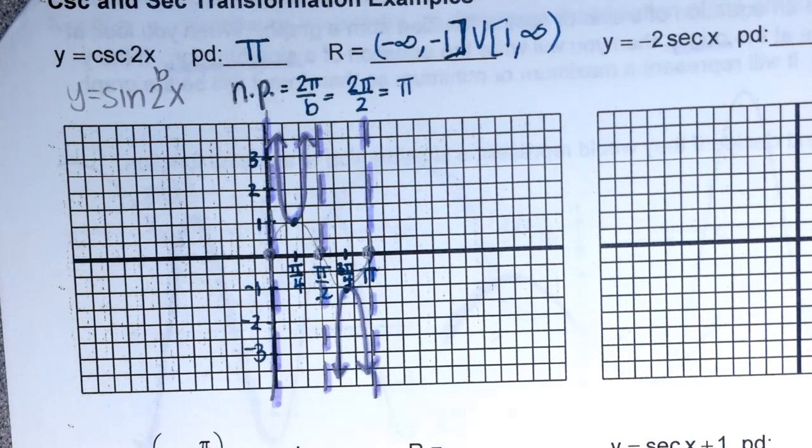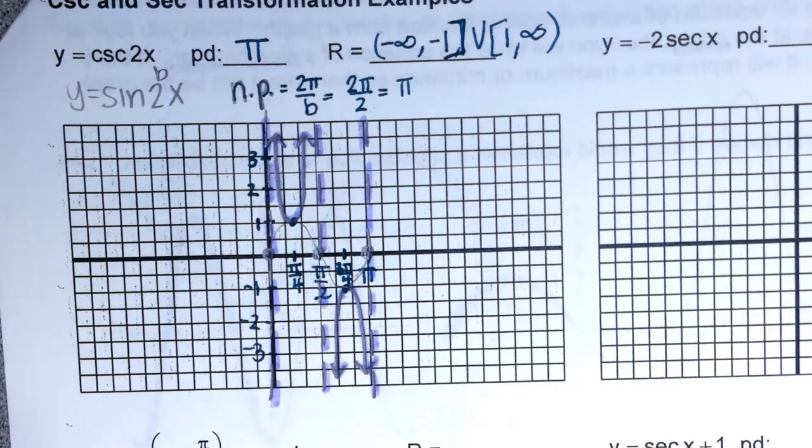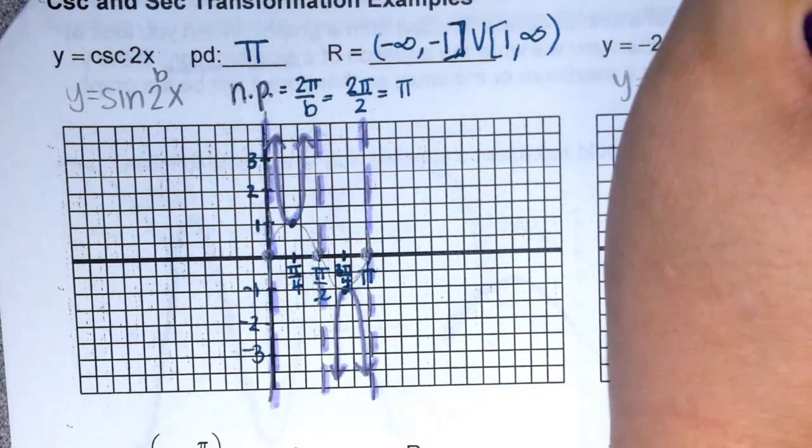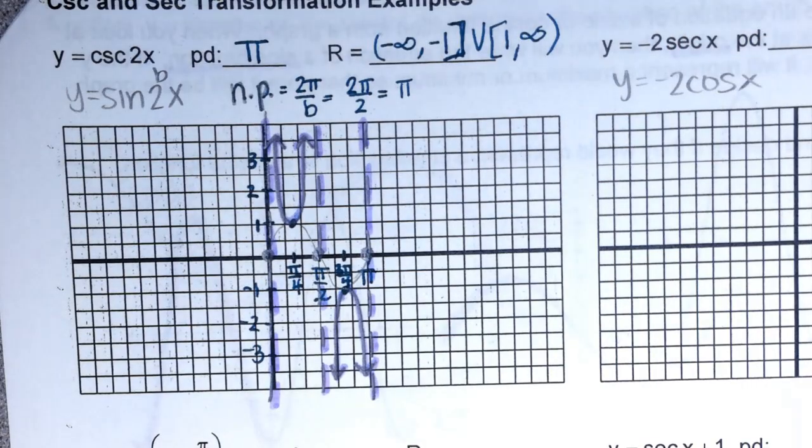I want you to try to do the next one on your own. Go. What are you going to graph first? Negative 2 cosine x. Graph that and then see what you got.